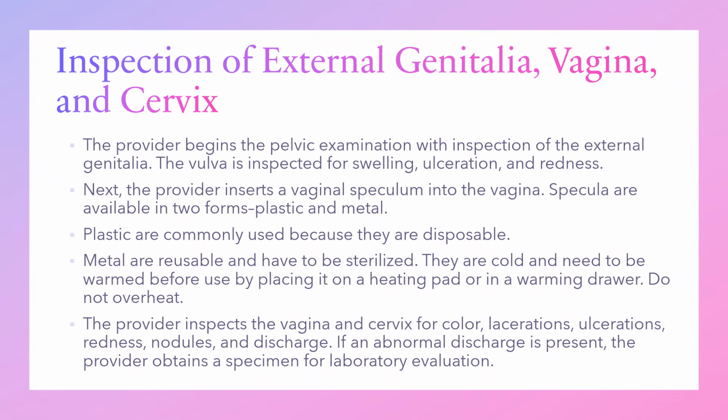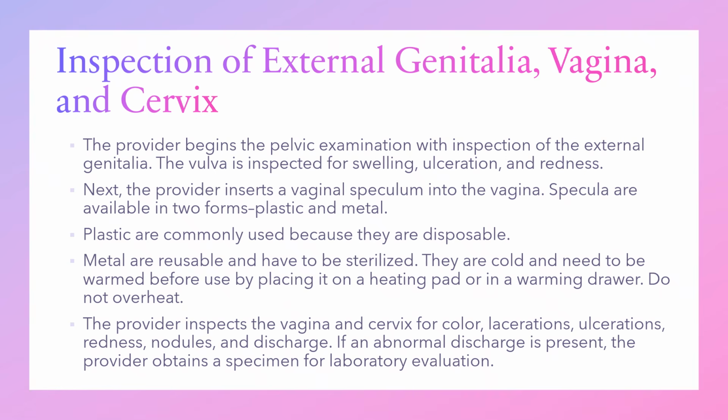Next, we're going to look into the inspection of external genitalia, vagina, and cervix. So the provider begins the pelvic examination with the inspection of the external genitalia. The vulva is inspected for swelling, ulceration, and redness. Next, the provider inserts a vaginal speculum into the vagina. Specula are available in 2 different types. We have a plastic and we have a metal.